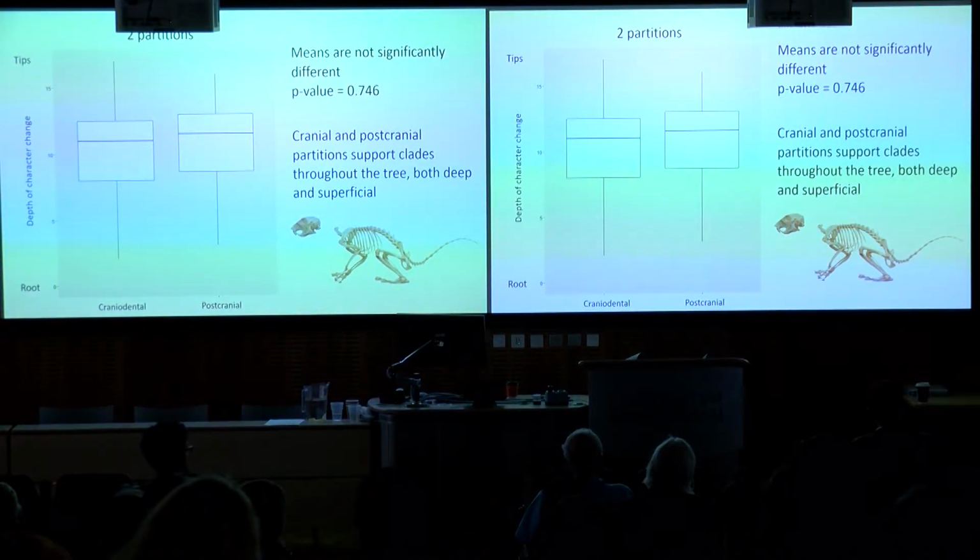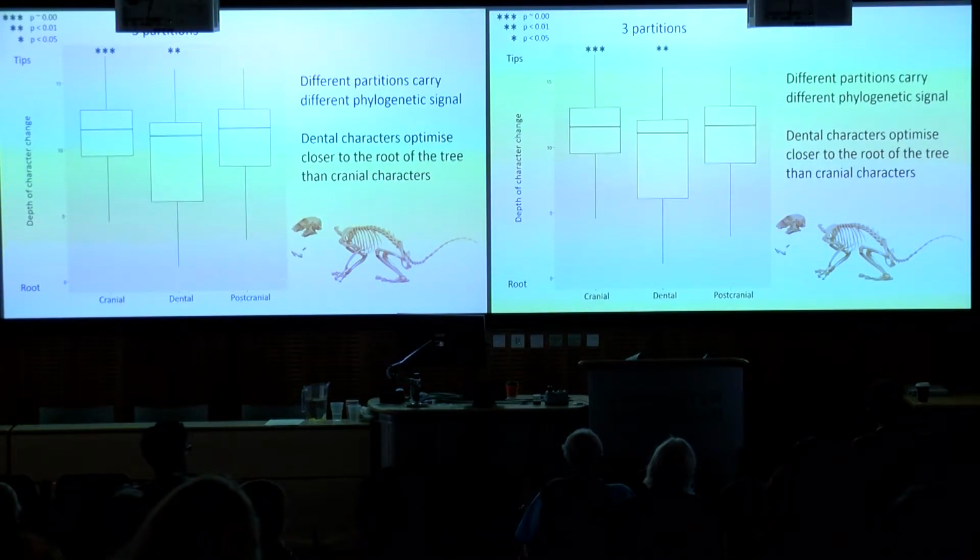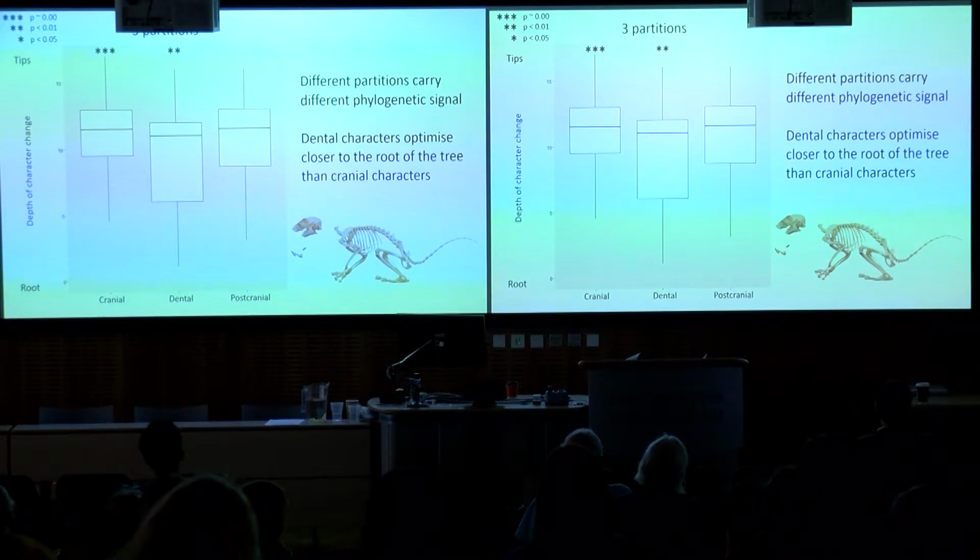But this changes slightly when we split our characters up into 3 partitions. Now there is a significant difference. And it would appear that the dental characters optimize as synapomorphies closer to the root of the tree than cranial characters do. And to me, this would suggest that the signal contained within dental characters maybe has a bigger impact on more basal clades than the cranial characters do. And this, to be honest, wasn't what I was expecting at all.